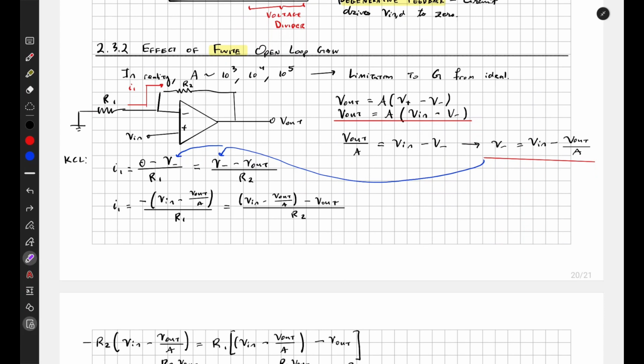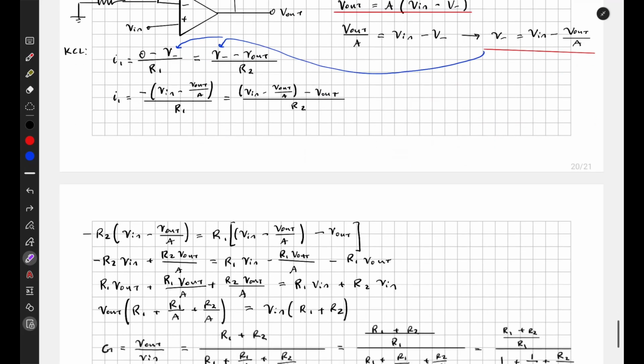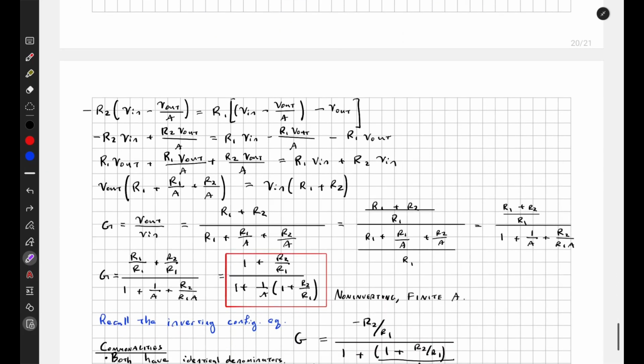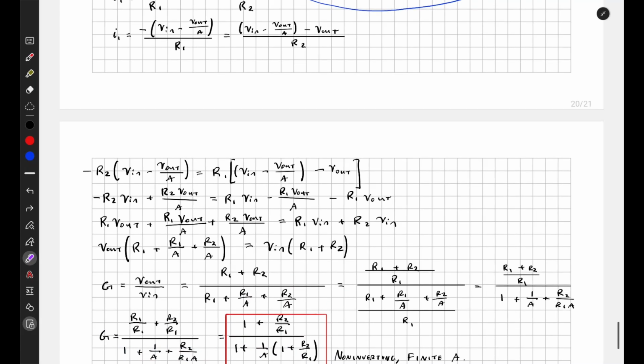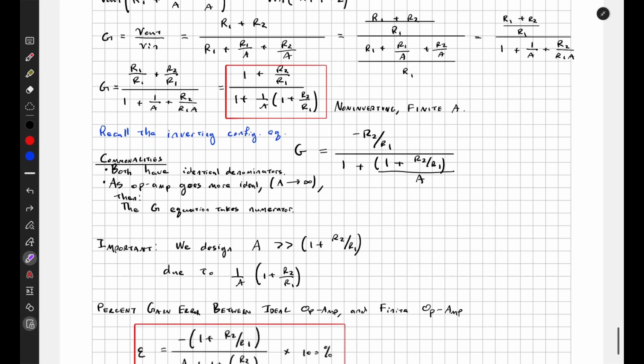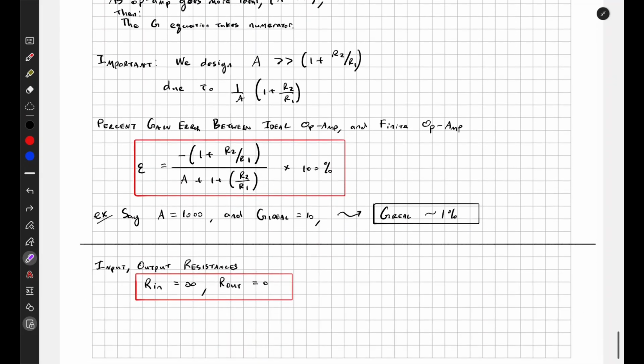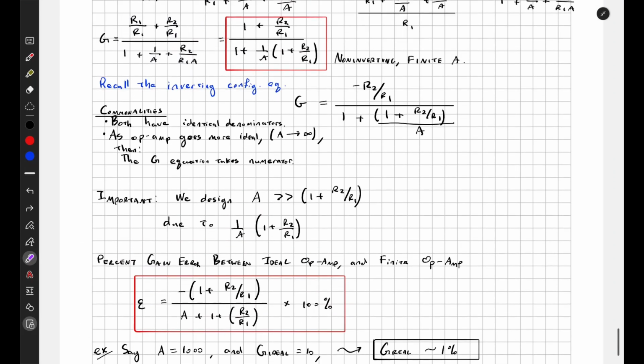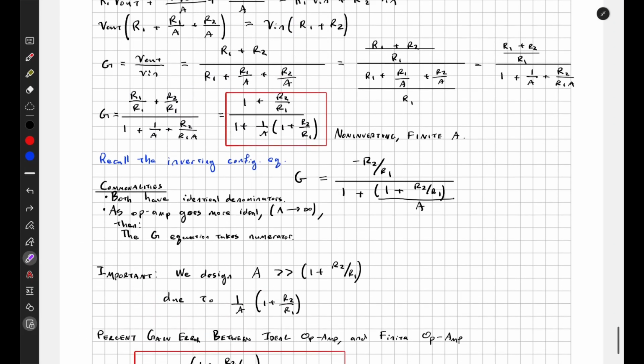So this is the non-inverting configuration, and for the most part everything stays the same. It's just that the gain equation is a little bit different from the inverting configuration. But the principle that I just want to point out is that as the op amp becomes more and more ideal, as A goes to infinity, then in either case closed loop gain takes the numerator value.